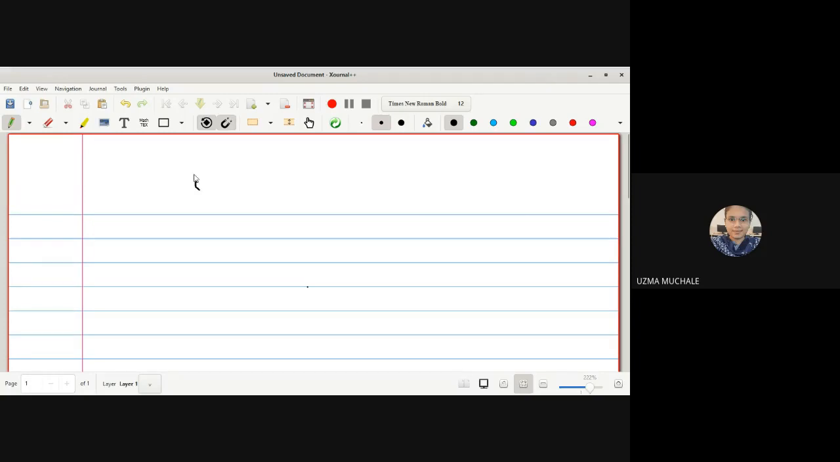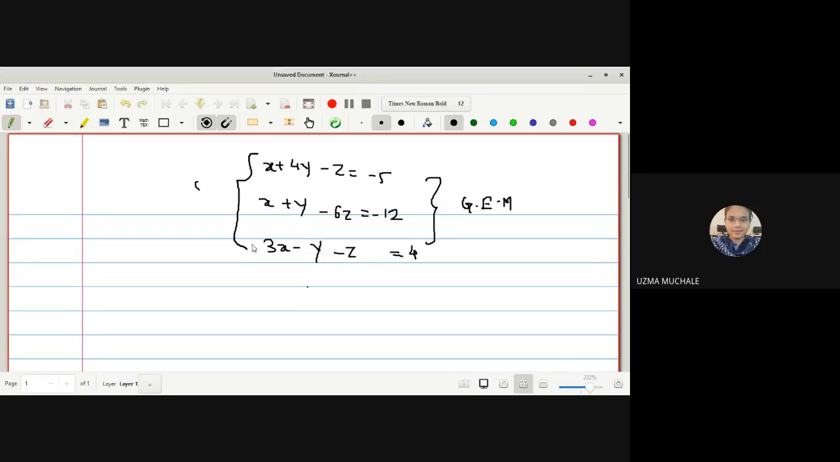Write this example. x plus 4y minus z is equal to minus 5. x plus y minus 6z is equal to minus 12. 3x minus y minus z is equal to 4. So you have to solve this example by Gauss elimination method, which we have said in the last lecture. Try to solve and tell me the answer, and after that we'll go for the LU decomposition method.